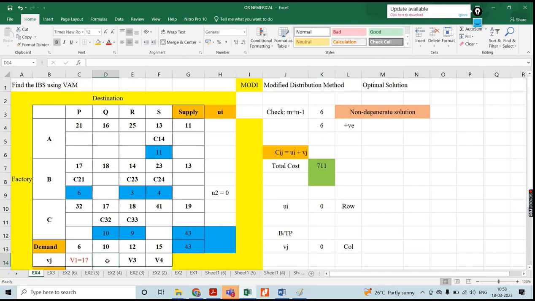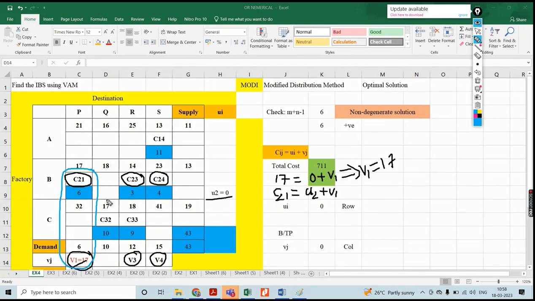Can I get this V2 value? No. Why is it not possible? Because there is no allocation from this particular row. Keep this in mind. Don't think on other. Here it is allocated, sir. No, because I should not know about these two. How can I get the other value? Which is not at all possible. That is the method.